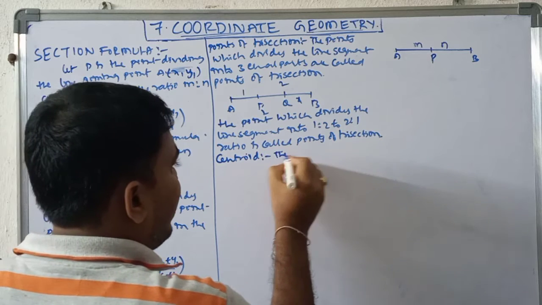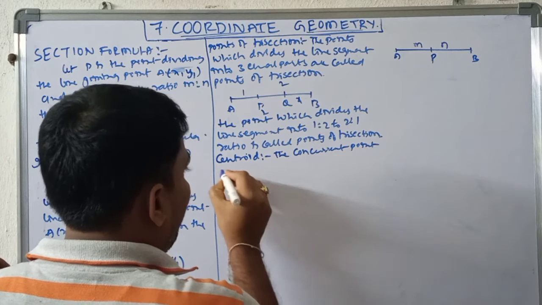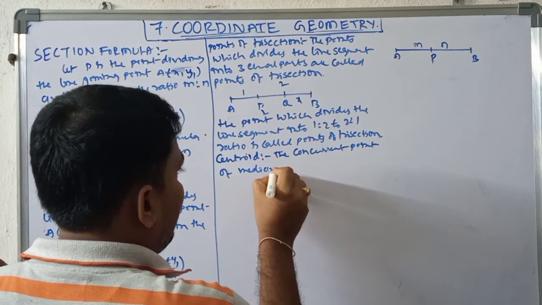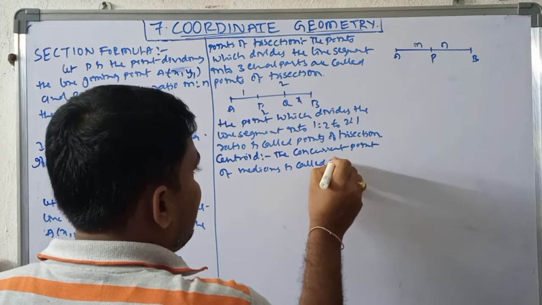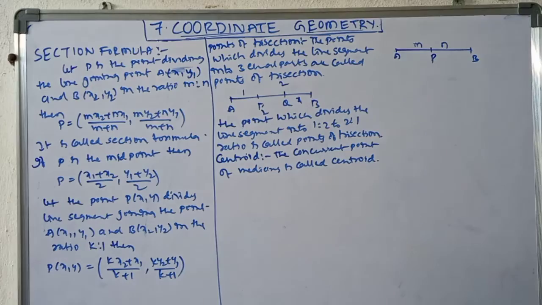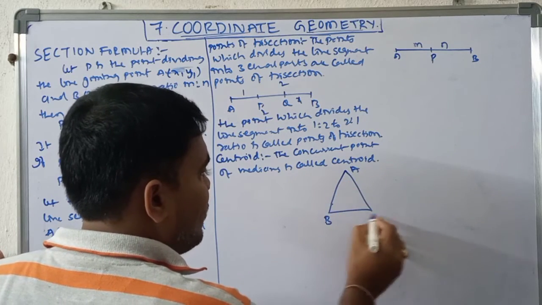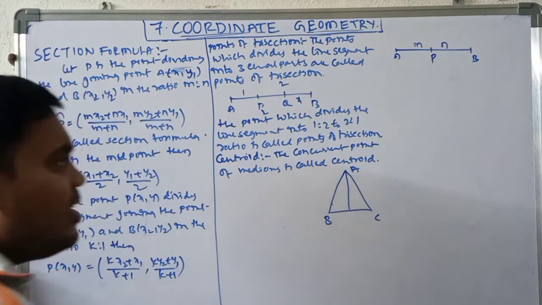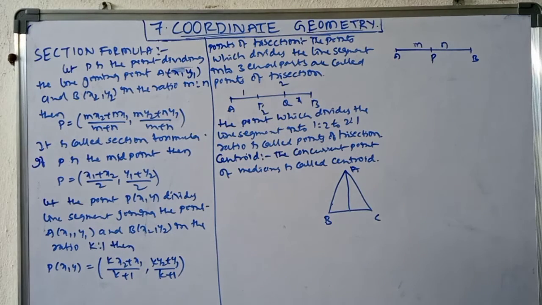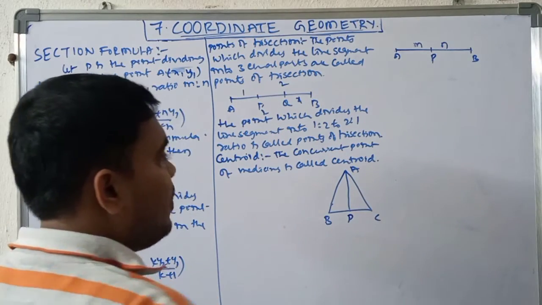So the concurrent point of medians is called centroid. So what is median? If ABC is the triangle, the line joining the vertex to the midpoint of the opposite side is called median. The line joining from the vertex to the midpoint of the opposite side, this is AP, median.